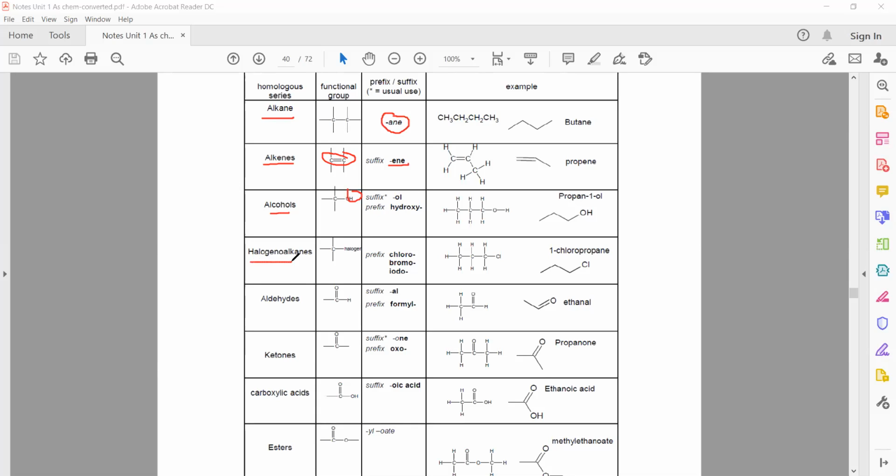If chlorine, bromine, iodine is there, then the prefix is chloro, bromo, and iodo. Aldehyde, this is a new thing which you will study. Aldehyde means C double bonded with O and H. This group, its suffix is al and prefix is formyl. Normally we are using the suffix al. Ketone, if C double bonded with O is there, we'll discuss them all, but I'm going through the functional groups, then the name should have ONE. If carboxylic, C double bonded with O and OH, then it will be oic acid. And if C double bonded with O and O, then we call that an ester.